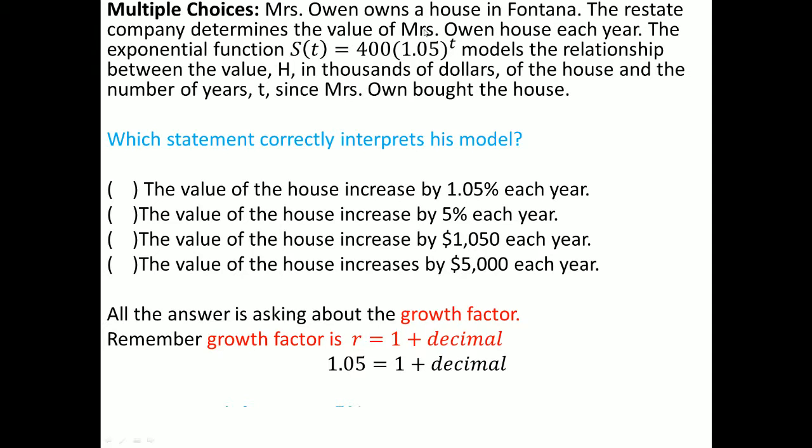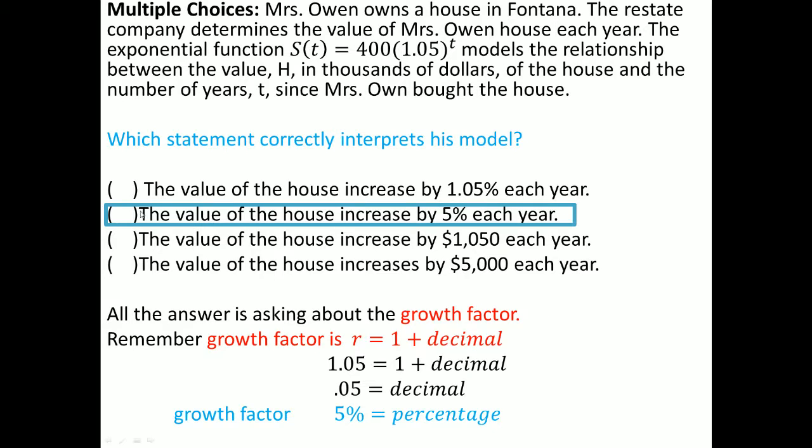I plug in 1.05 for the r because that is what the r is when you write the equation. 1.05 equals 1 plus that decimal. To get the decimal alone, you subtract 1 from both sides. So in decimal form, it is equal to 0.05. To get a percentage, you multiply by 100 or move the decimal over 2 places to the right. I notice that the growth rate here is 5%. So the answer should be B: the value of the house is increasing by 5% each year.